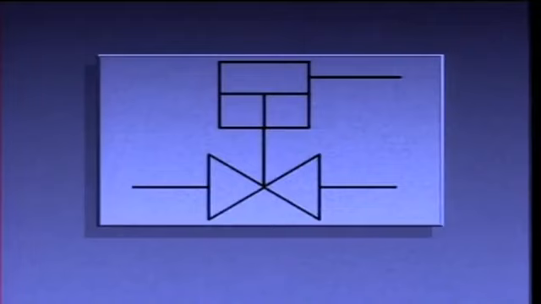On a piping system diagram, single-acting and double-acting piston actuators may be represented by this symbol. However, a double-acting piston actuator may also be represented by this symbol.